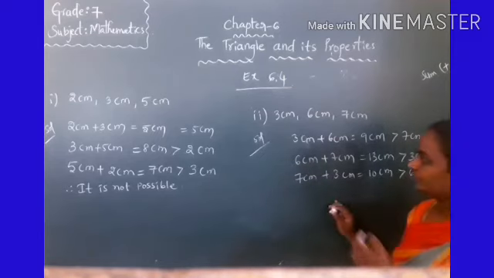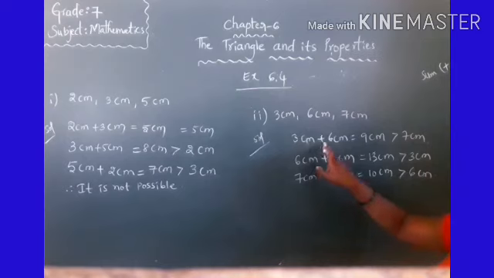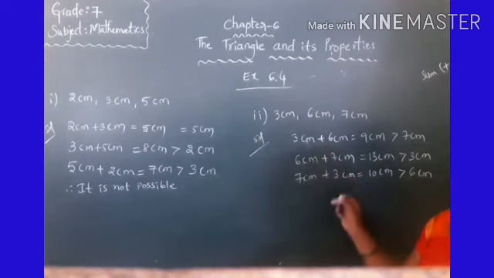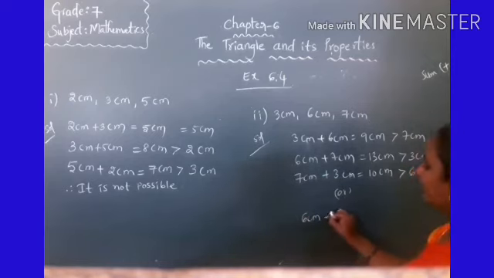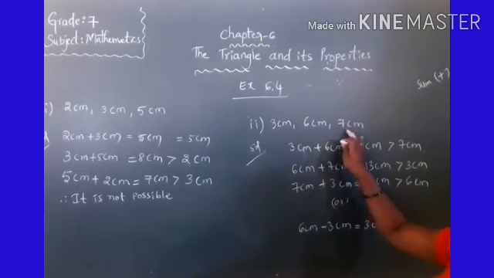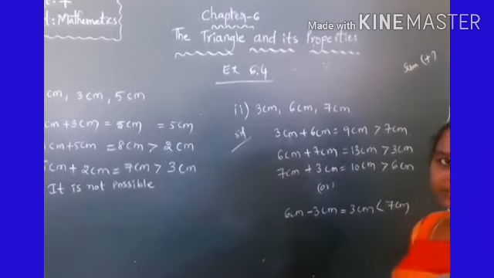Not only do the sum, you have to do the difference also. Instead of plus, you have to keep minus. That one also you have to observe here. 6 centimeters minus 3 centimeters is equal to 3 centimeters. Is this 3 centimeters less than the third side? Yes, it is less than the third side.